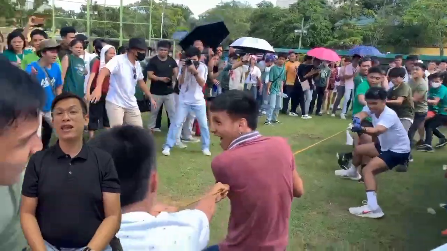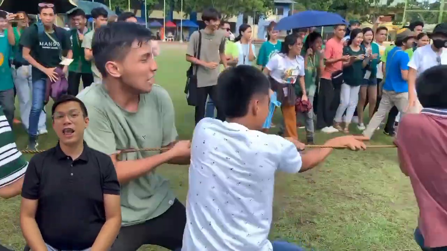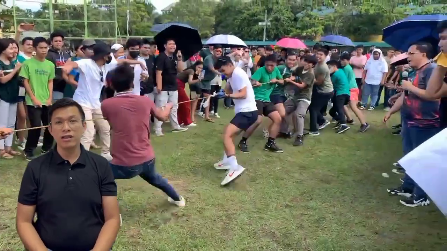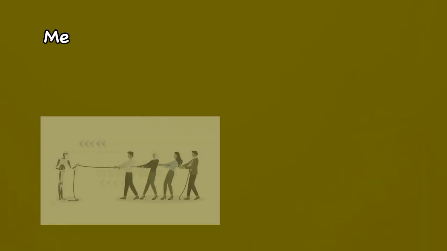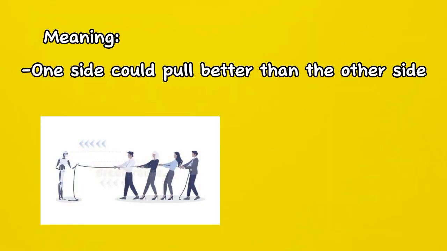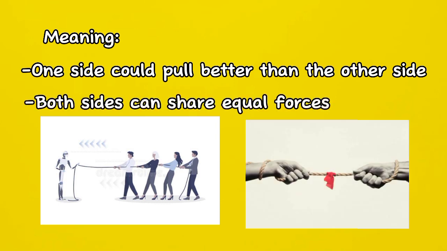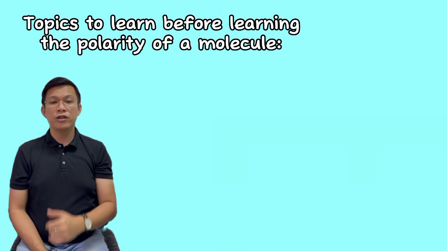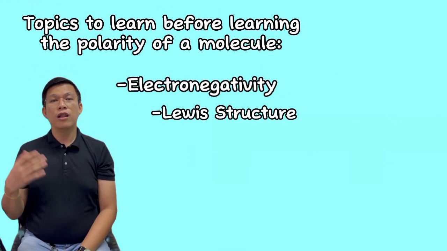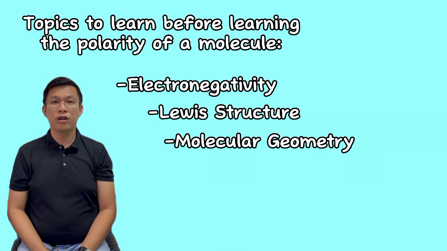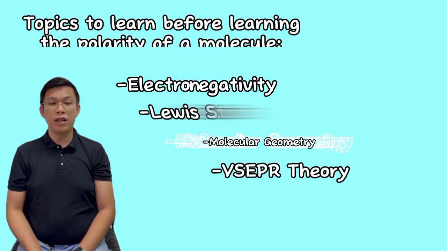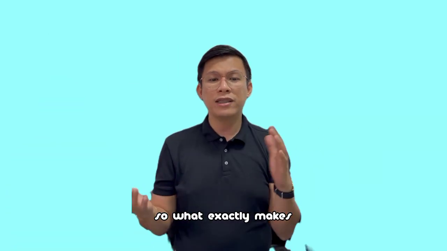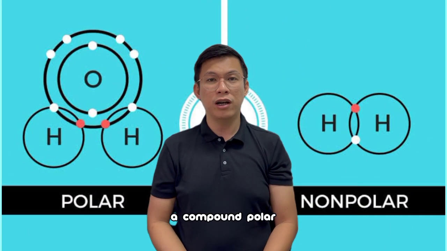Have you ever played the game Tug of War? This game perfectly demonstrates the concept of bond polarity, meaning one side could pull better than the other side, or both sides can share equal forces. There are ways to determine the polarity of a molecule, which requires your knowledge of electronegativity, Lewis structure, molecular geometry, and VSEPR theory. So, what exactly makes a compound polar and nonpolar?